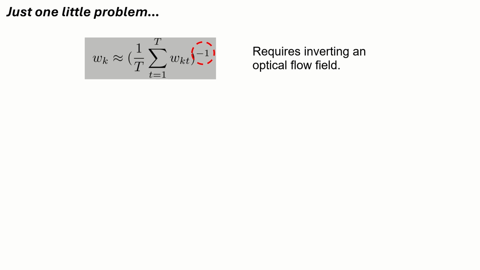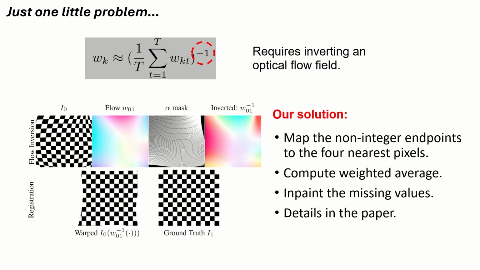Everything looks promising so far, except for one challenge. Our formulation requires inverting an optical flow. This means, given the flow from A to B, we need to estimate the flow from B to A. Since there is no explicit solution, we hard-coded a solution using interpolation and inpainting, which is another contribution of our work. Detailed explanations can be found in the paper.